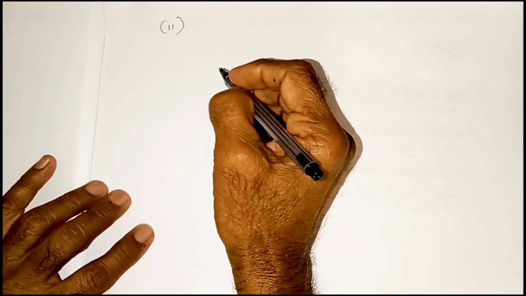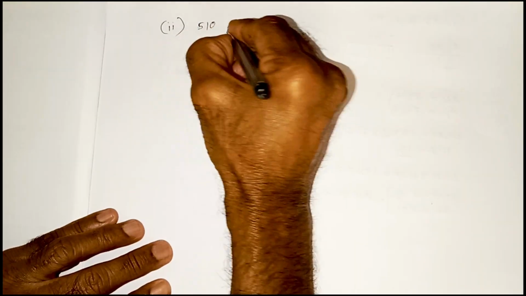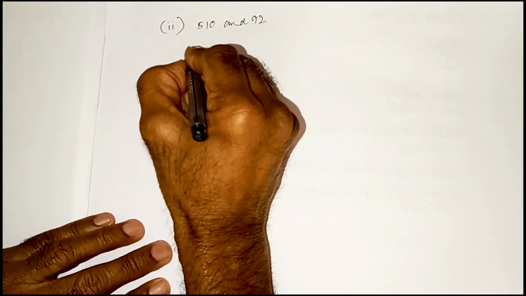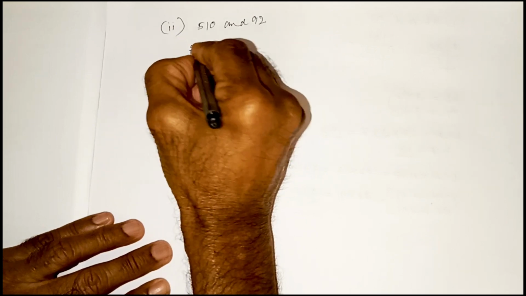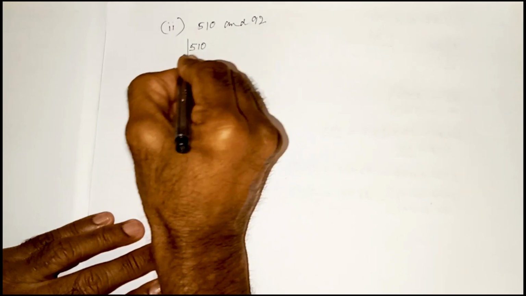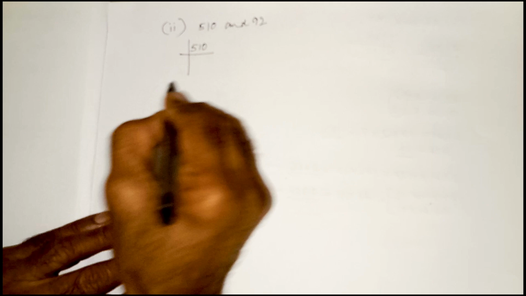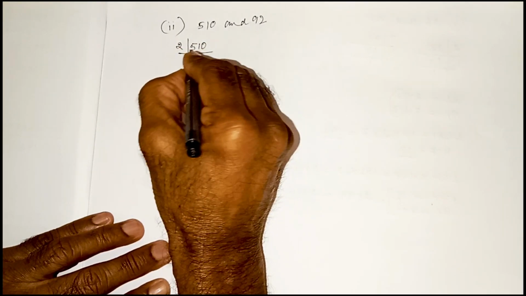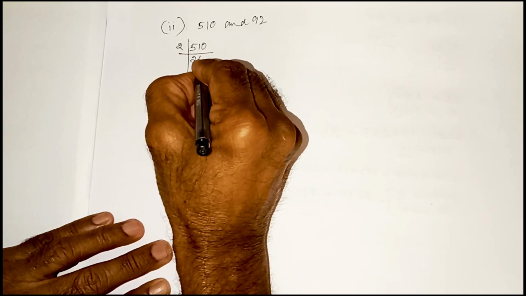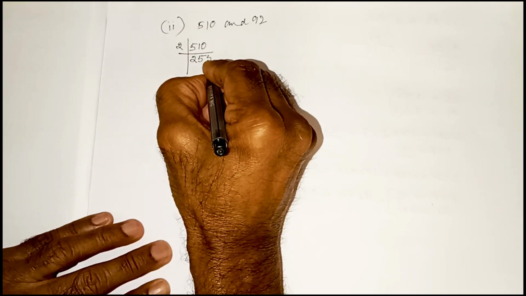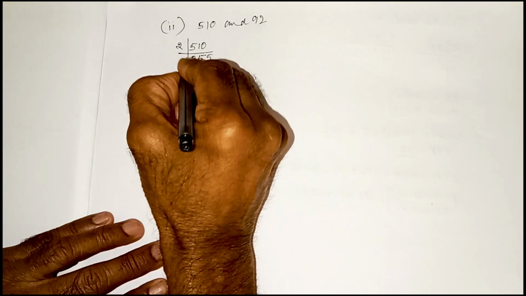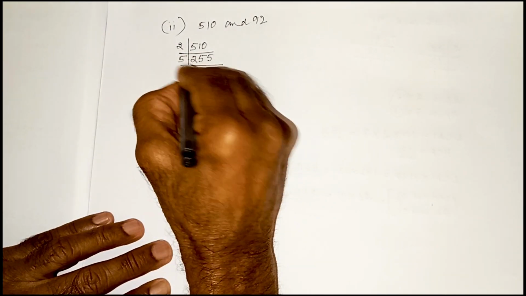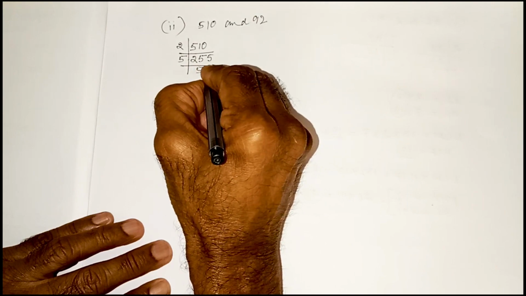Now the second sub question is 510 and 92. What we do now, we find out the factors of 510 first. We put blocks like this. Try with 2, 2 into 5 is 10, and again 2, 5 is 10. Further you have to try only with 5. 5 into 5 is 25. 5 into 1 is 5.